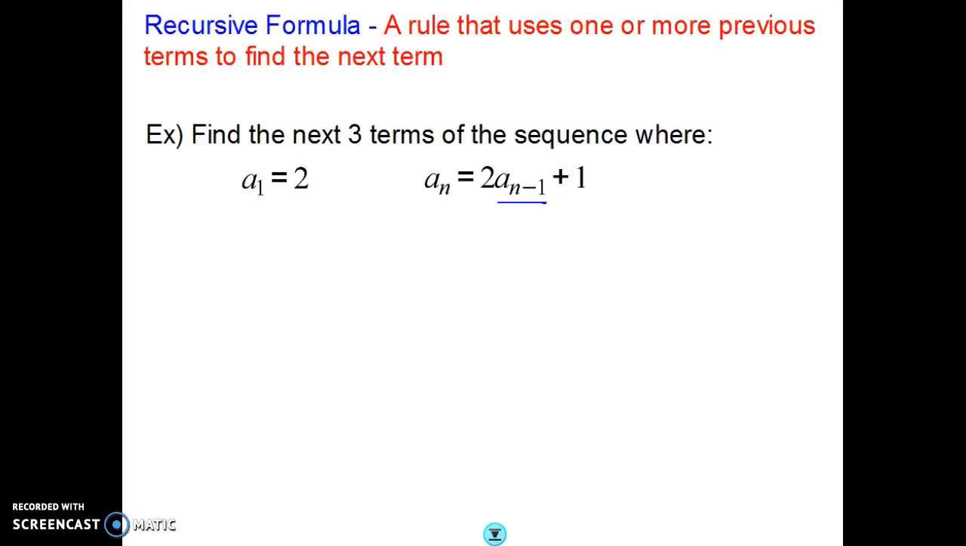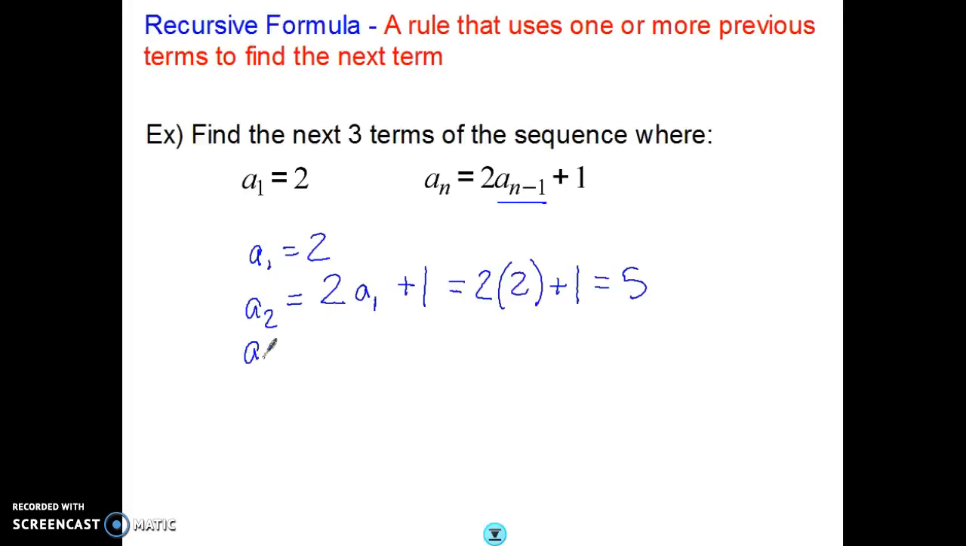So we can start off pretty easily by saying that, well, our first term is just 2. Right? A sub 1 is 2. That was given. We can then find a sub 2 using this formula, because we know that a sub 2 is just 2 times the term right before a sub 2, which is a sub 1, plus 1. Well, a sub 1 is 2, so this is 2 times 2 plus 1, or just 5. So a sub 2 is 5.